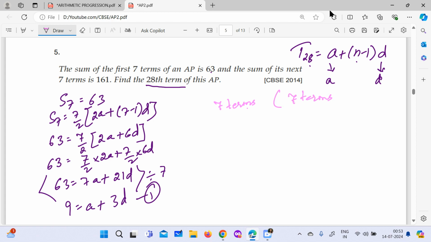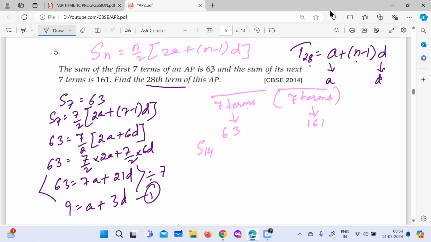This doesn't say directly the sum of 14 terms, but the next 7 terms will be 161, and for the first 7 terms we have the value 63. Since this is the sum of the first 7 terms and this is the sum of the next 7 terms, we can write this as the sum of the first 14 terms. We cannot work on it like that because we have the rule for the sum of first n terms. So this is the sum of first n terms as n over 2 times 2a plus n minus 1 times d.